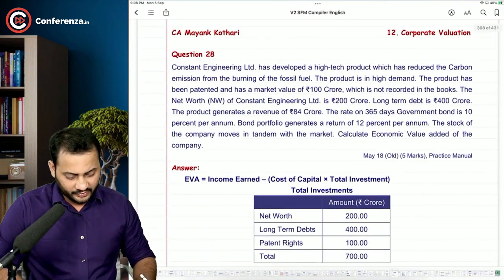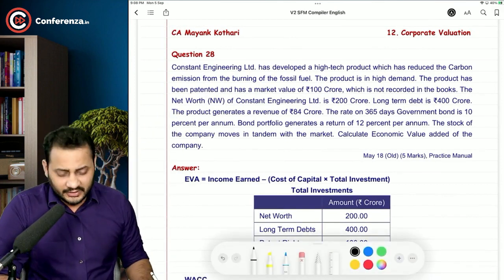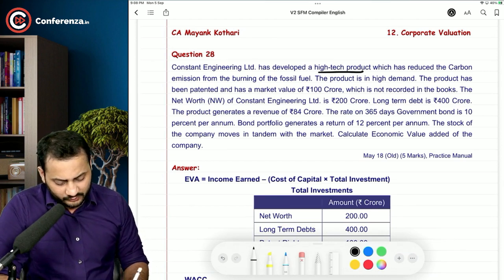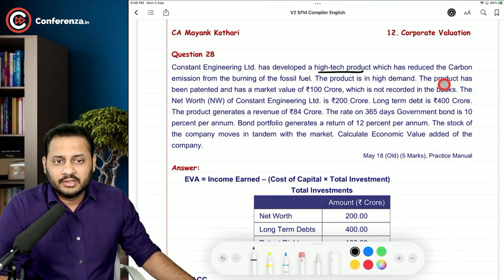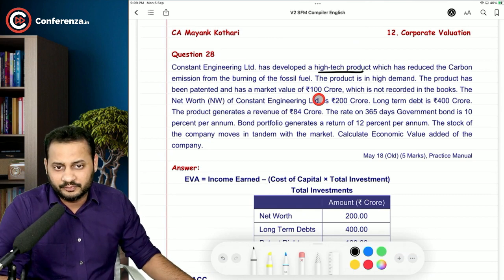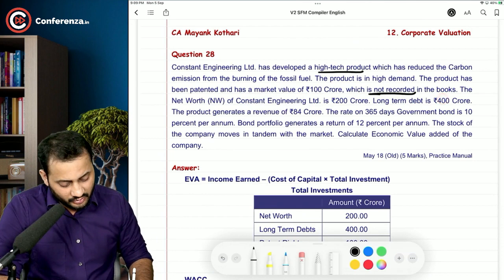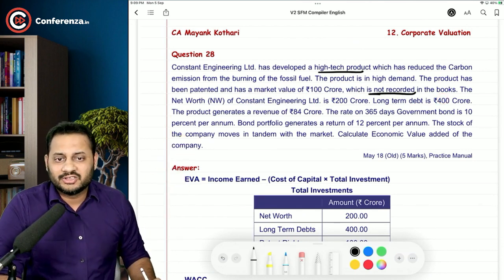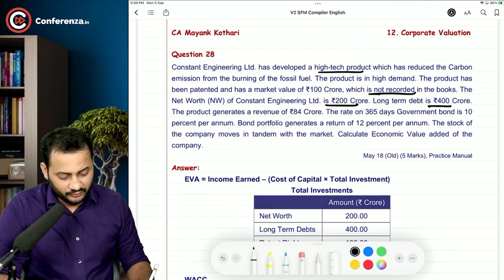Question number 28 in front of you. Constant Engineering Limited has developed a high-tech product which has reduced the carbon emission from burning of fossil fuels. A good story. The product is in high demand. The product has been patented and has a market value of 100 crore. And this worth is not recorded in the books. It should have been recorded in the books. The net worth of Constant Engineering is 200 crore, and the long-term debt is 400 crore.